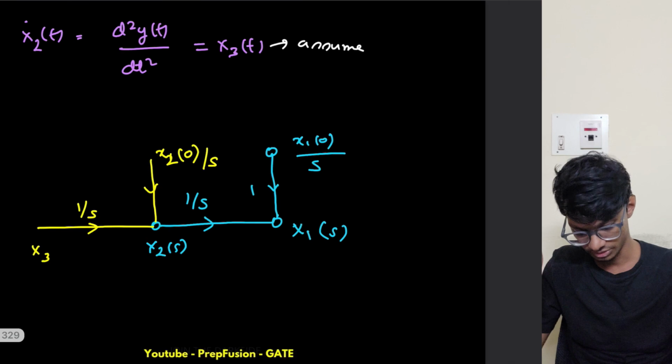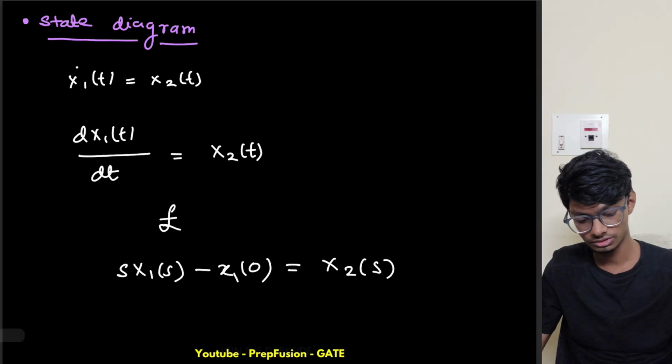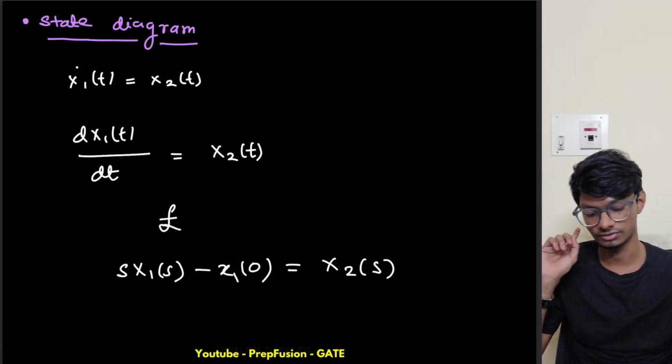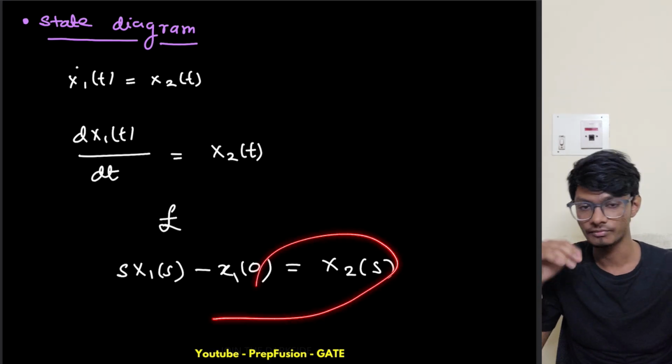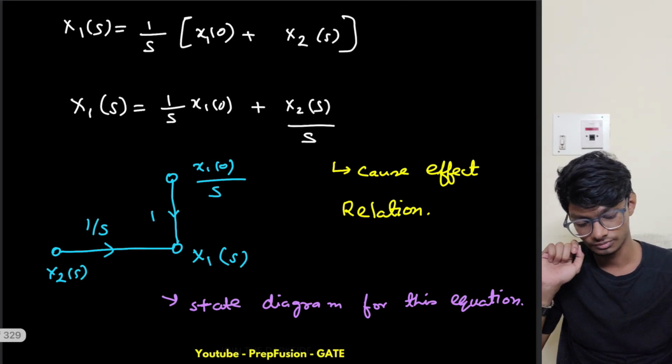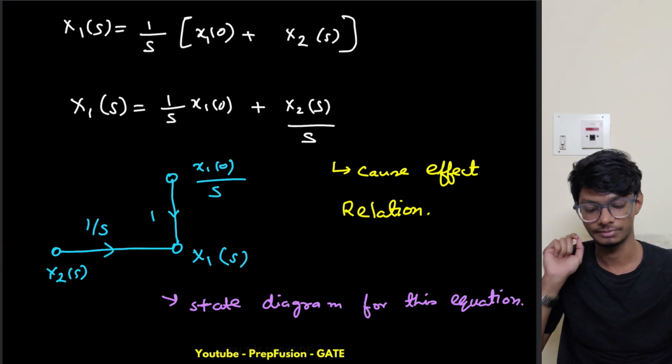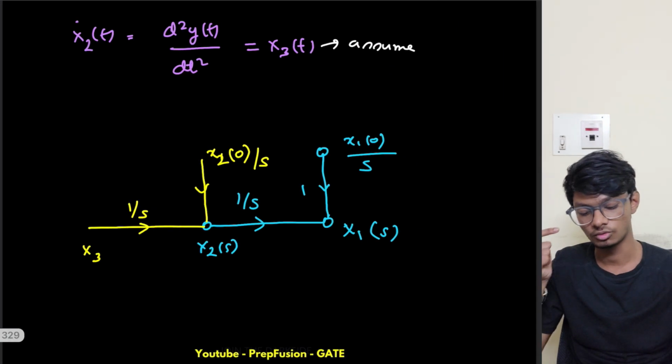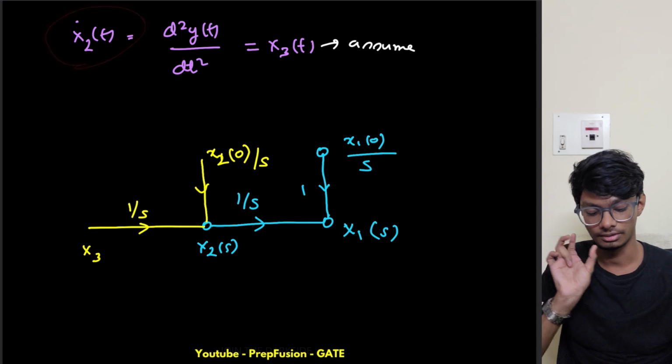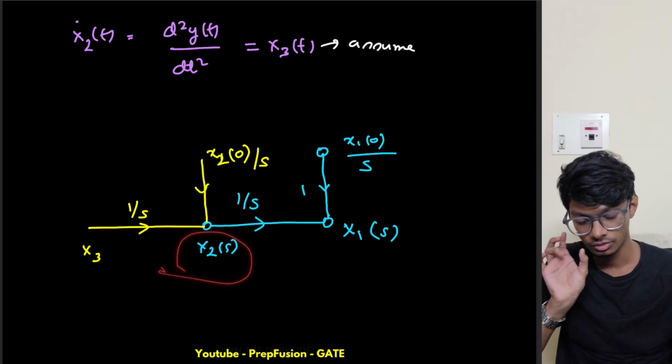So that's how you proceed, right? First, you draw the state diagram for the first equation x1. You go from x1, then you go to x2, but this is the main thing. This is the main building block that you have to understand. Then you go to x2. Basically you solve for x2 first. Okay, you assume another variable.